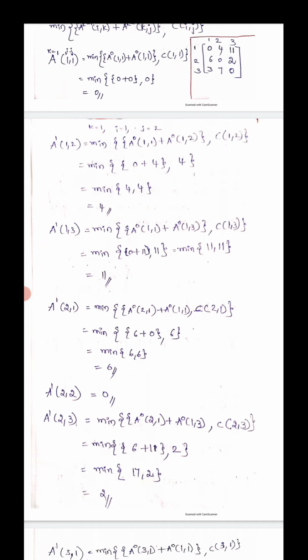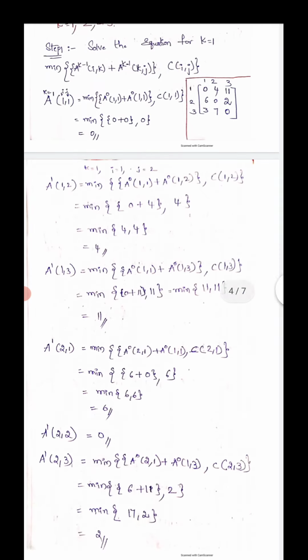Next, if we have to calculate A1 of 2,3, in the sense k is equal to 1, i is equal to 2, j is equal to 3. Now if we apply the above formula, step 1: solve the equation for k is equal to 1 using the formula minimum of A0 of i,k, here 2,1, plus A0 of k-1, in the sense 1-1, A0 of k,j, in the sense 1,3, comma c of 2,3, in the sense c of i,j.